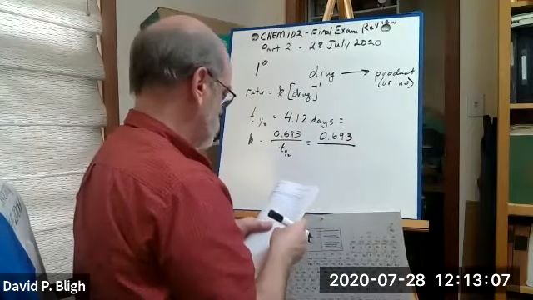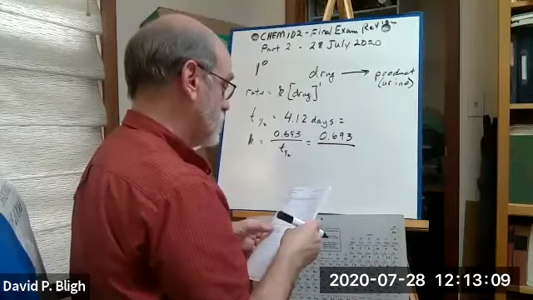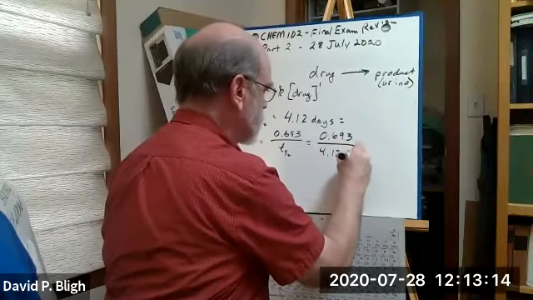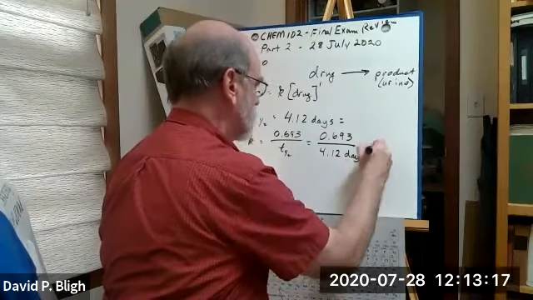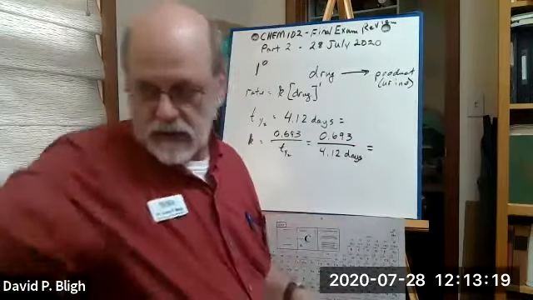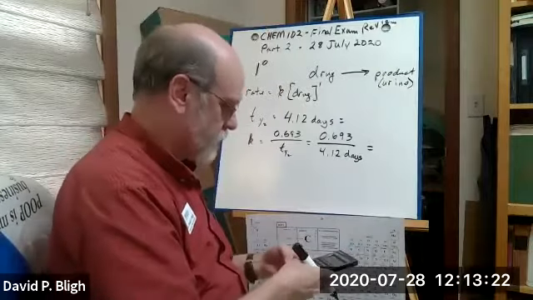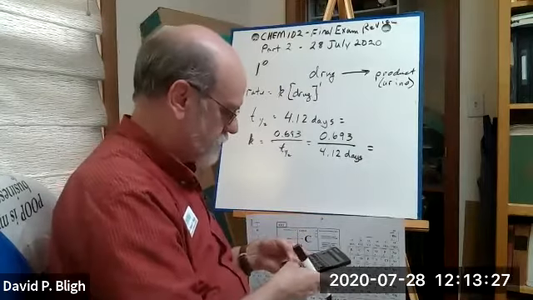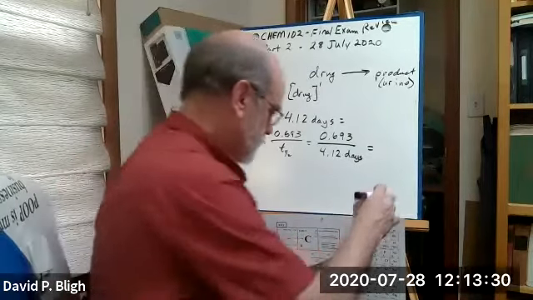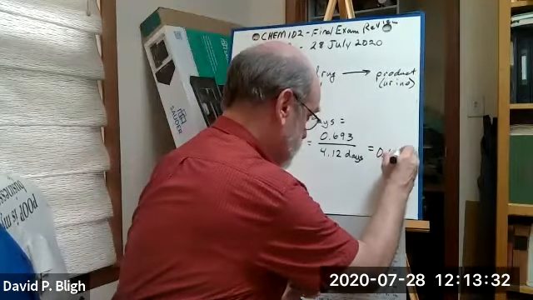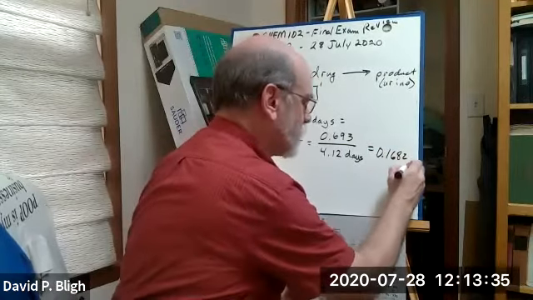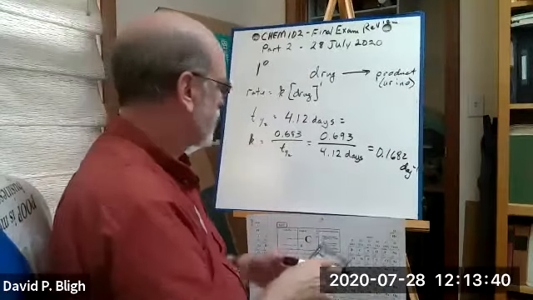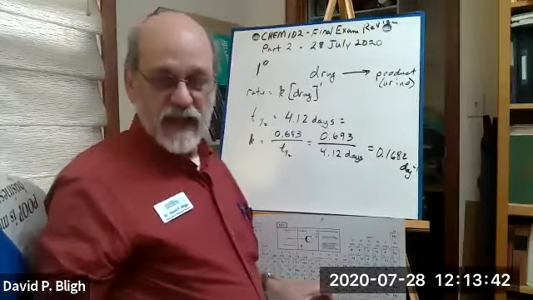T1/2, 4.12 days. So k would be, let's go ahead and work this one out. I'll crunch the numbers in this case. 0.693, because I'm following through on it. So this is 0.1682 reciprocal days, because it's in the denominator. So there's your k. Is that useful?